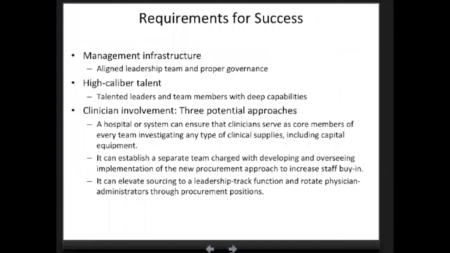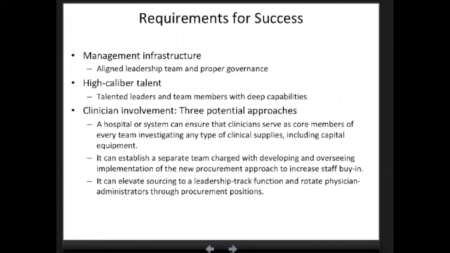Now, to succeed in all these endeavors, it's important to have the management infrastructure, which means you need to have top management involvement and proper governance of this. You need the talent required because sourcing needs to go beyond just cost reduction to understanding a holistic cost structure as well as other performance dimensions, and also the ability to relate with clinicians. So all these skills need to be in place.